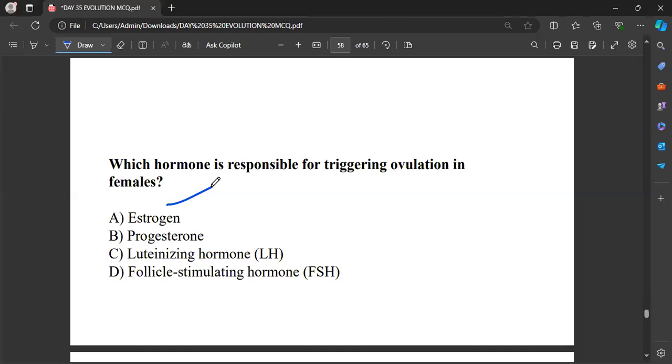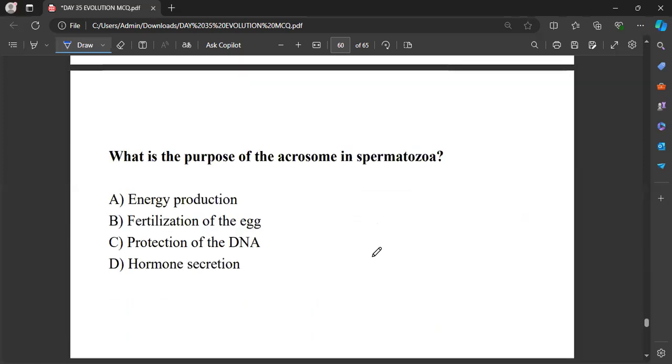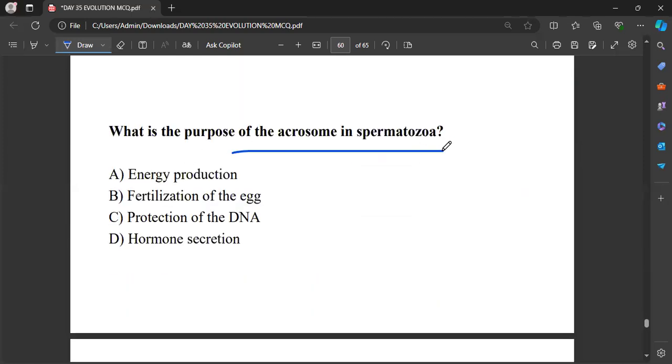Which hormone is responsible for triggering ovulation in females? It was luteinizing hormone, right? What is the purpose of acrosome in spermatozoa?